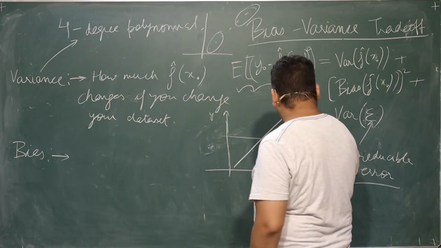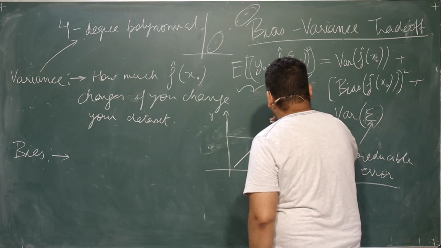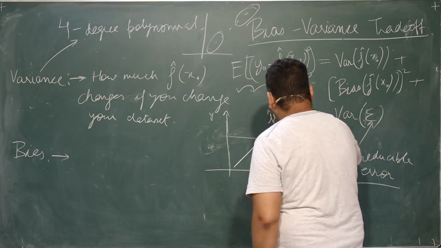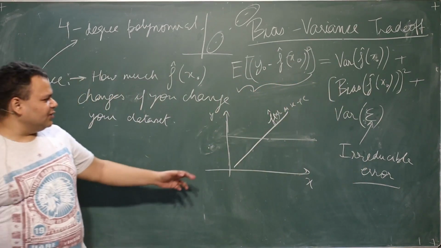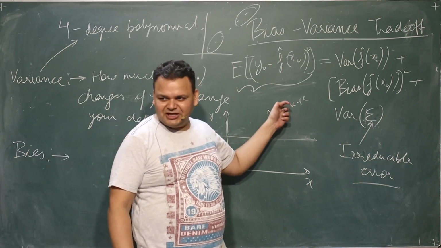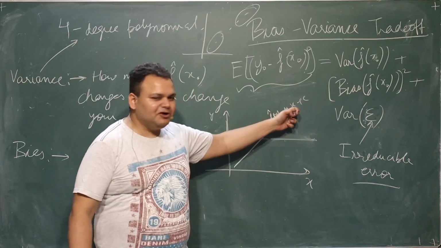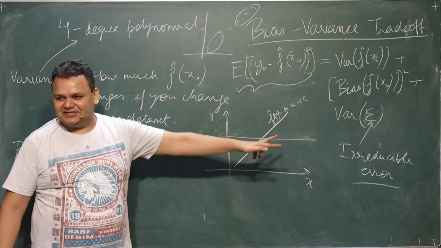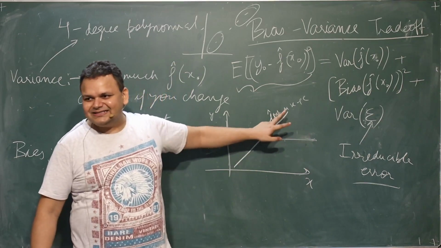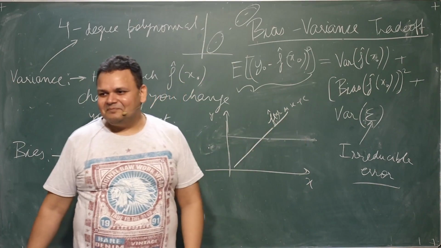Let us say y is equal to mx plus c, or call it f(x) is equal to mx plus c. So in this case, we have the freedom of choosing a different value of m and a different value of c. Compared to the constant, which stays fixed at this particular value, what is going to happen to your f(x) if you change your data set?